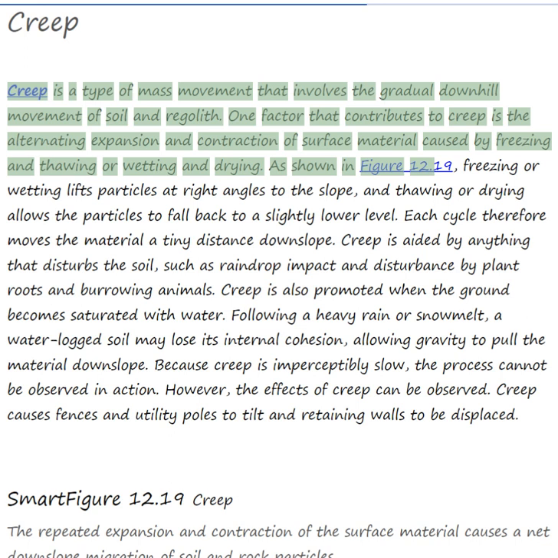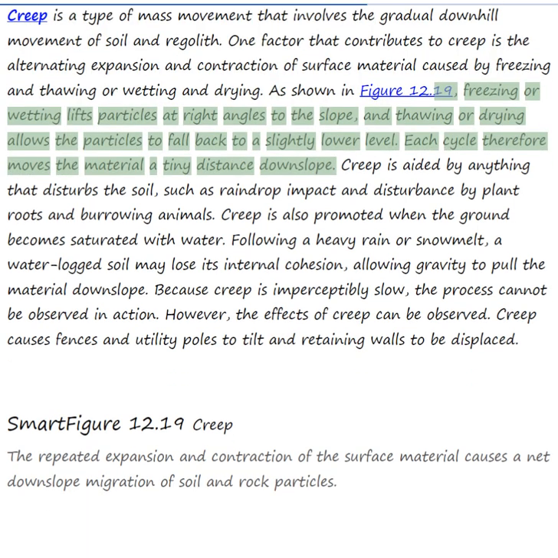One factor that contributes to creep is the alternating expansion and contraction of surface material caused by freezing and thawing, or wetting and drying. As shown in Figure 12.19, freezing or wetting lifts particles at right angles to the slope, and thawing or drying allows the particles to fall back to a slightly lower level. Each cycle therefore moves the material a tiny distance downslope.